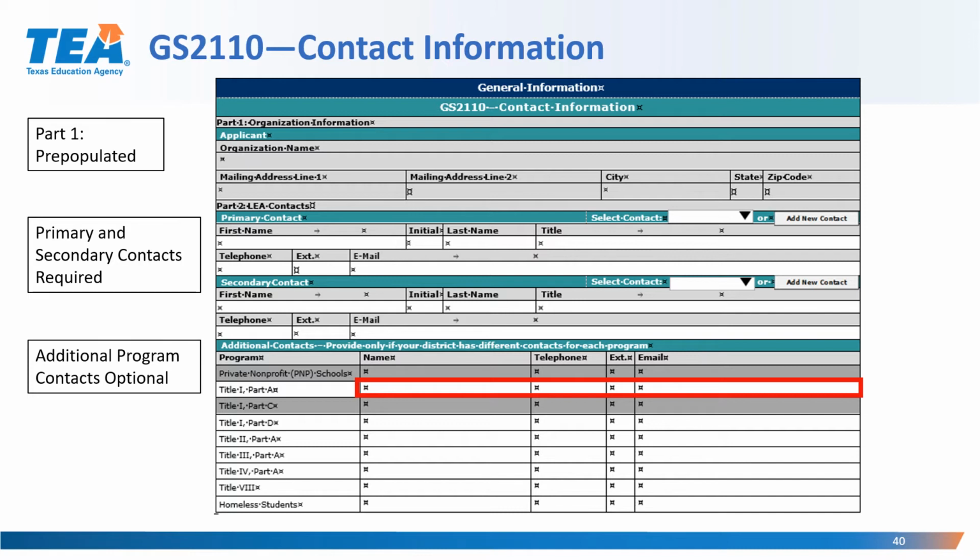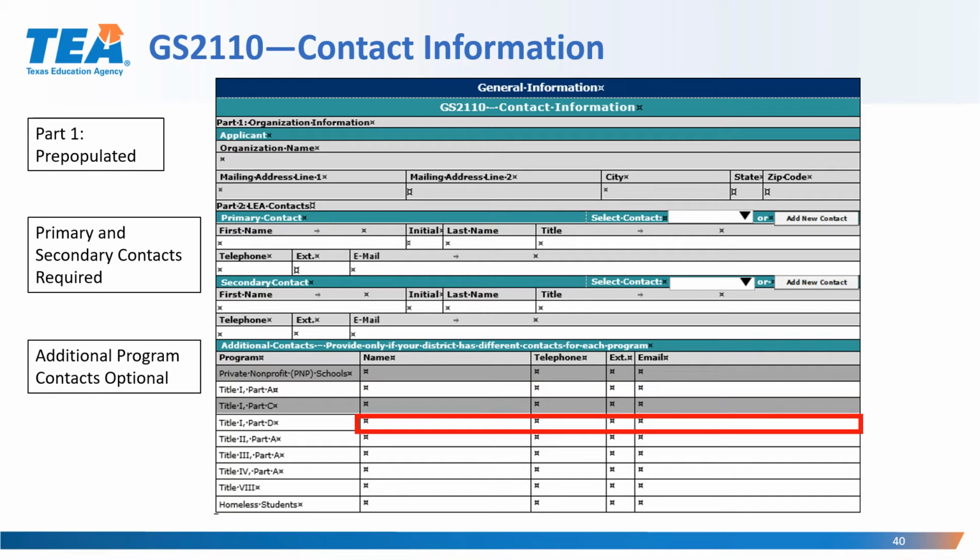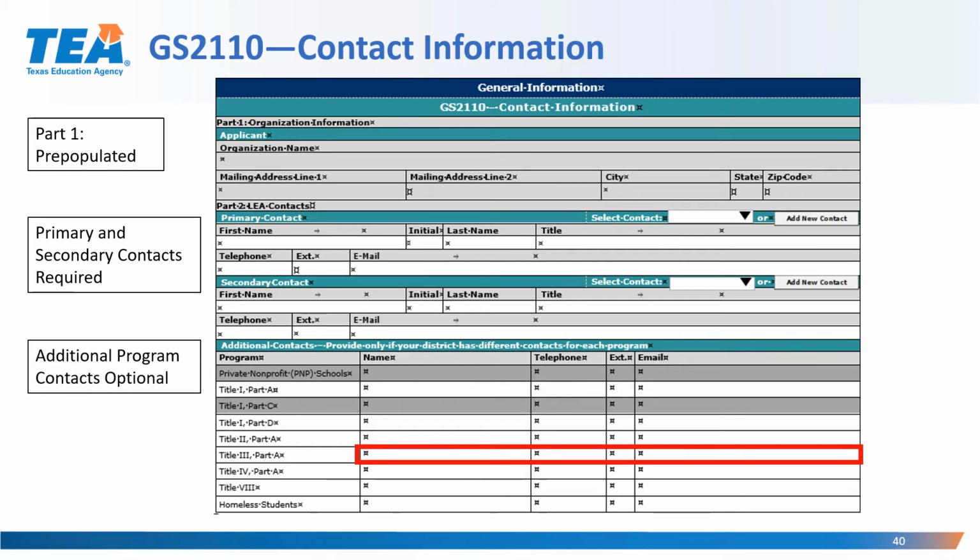The additional contacts are optional. If the LEA has a program contact that they wish to add, they can simply fill it in here. These additional optional contacts are not listed on the drop-down list.